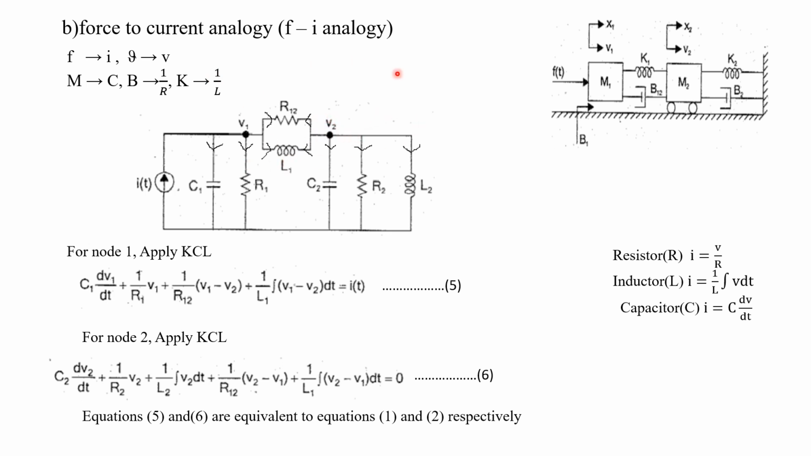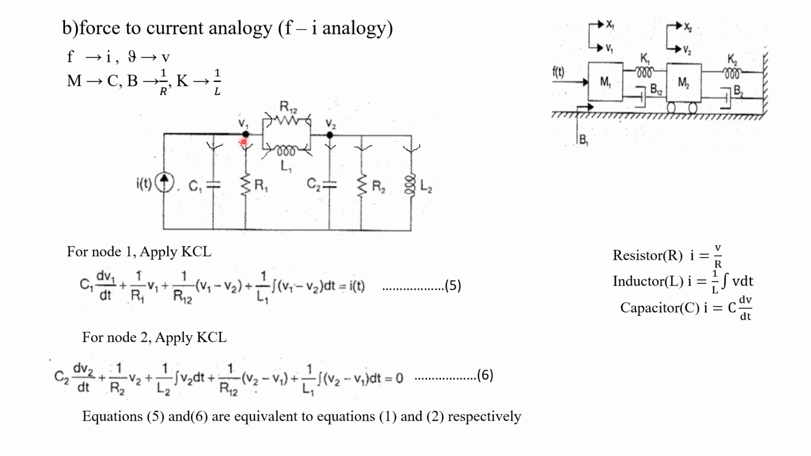Understood? So this is the electrical equivalent circuit using the force to current analogous circuit. For this mechanical translational system using force to current analogy, we are getting the electrical equivalent circuit like this. Now we are going to apply Kirchhoff's current law, because this is a force to current analogy, at each node.